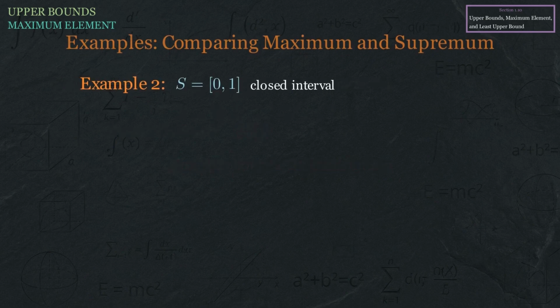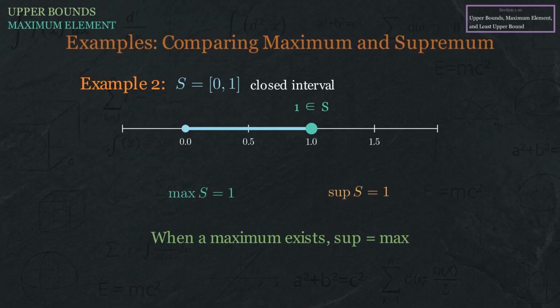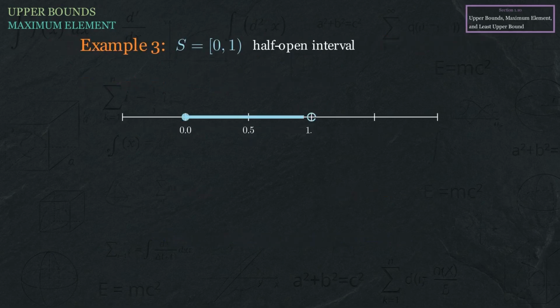Example 2. S equals the closed interval from 0 to 1. This set is bounded above. In fact, 1 is in the set and is the largest element. So max S equals 1, and sup S also equals 1. When a maximum exists, the supremum equals the maximum. Example 3. S equals the half-open interval from 0 to 1, including 0 but not 1.